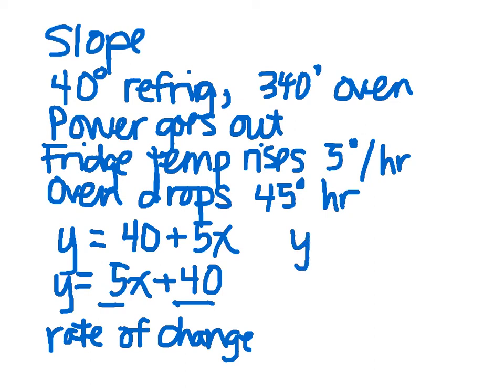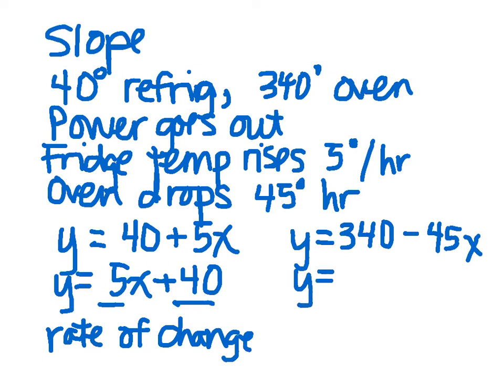Using those same variables, I could say that the oven starts at 340 degrees, and then it goes down 45 degrees per hour, which if I switch the order, would be negative 45x plus 340. Again, 340 is the starting point, which in algebra we call the y-intercept, and negative 45 is the rate of change. So let's just sketch those graphs on the same set of axes.